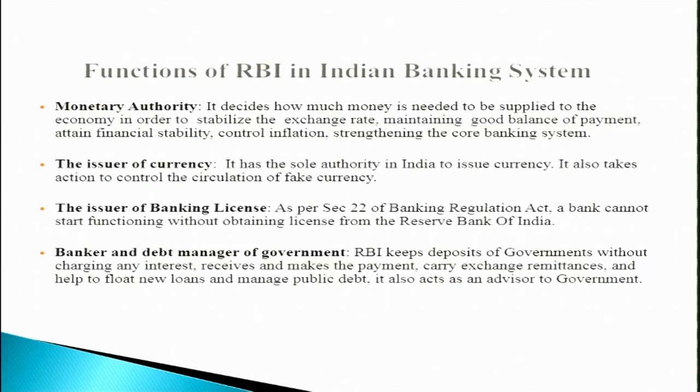Then the issuer of currency, as we discussed earlier. It's the main organization that issues currency, and the main purpose of this is to control the circulation of fake currency. Because if there is too much currency in the market and there are no good standards, then it's very difficult for people to understand what is fake currency and what is real currency. So RBI controls this so that a very small number of fake currencies circulate in the Indian economy.